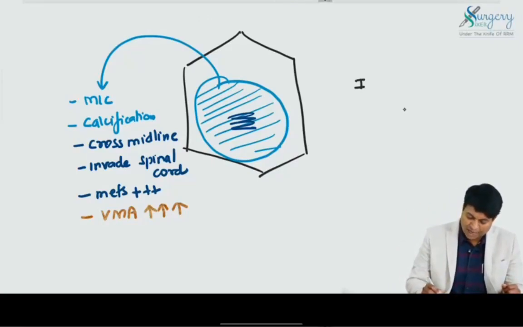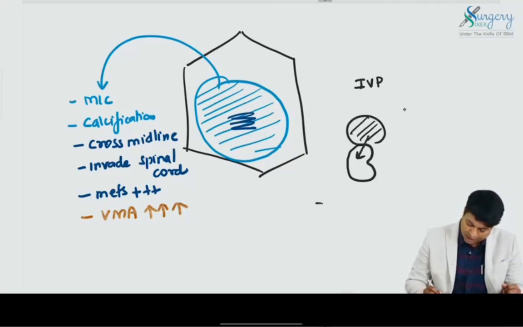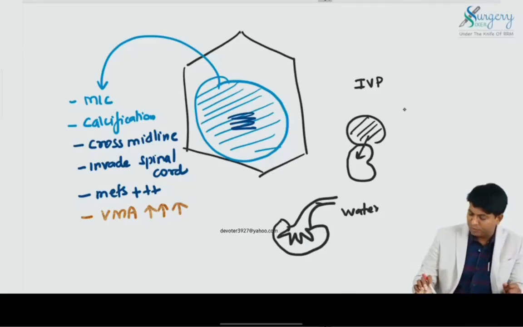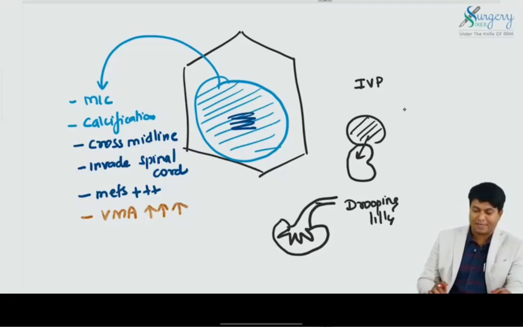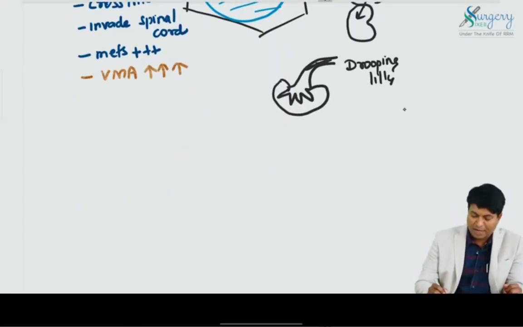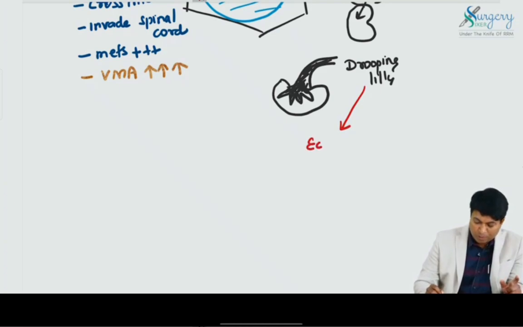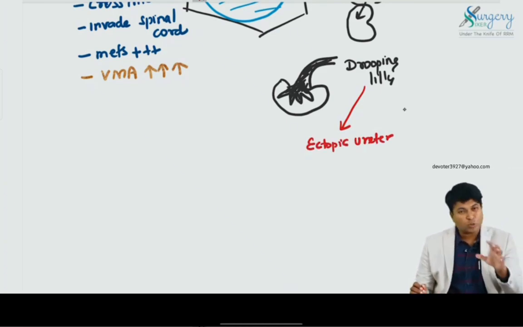One interesting finding on IVP in these cases: the tumor is here, so it can push the kidney and the kidney will take this appearance. On IVP you get an appearance known as drooping lily appearance. Please don't forget this, as it can be asked as an image-based question. IVP shows drooping lily appearance in neuroblastoma as well as in another condition, a urology question: ectopic ureter.